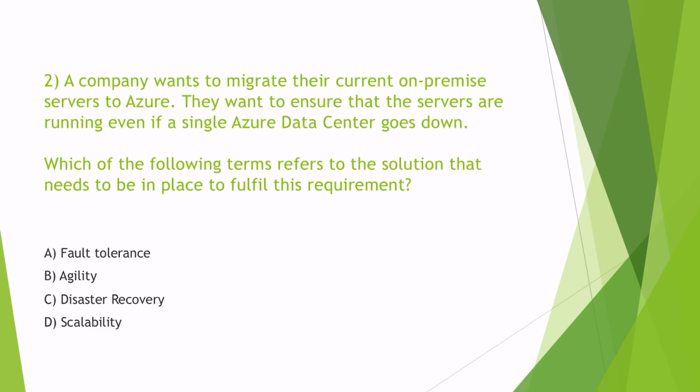Question 2, a company wants to migrate their current on-premise servers to Azure. They want to ensure that the servers are running even if a single Azure data center goes down. Which of the following terms refers to the solution that needs to be in place to fulfill this requirement? Option A, fault tolerance. Option B, agility. Option C, disaster recovery. And option D, scalability. And the correct answer is option A, fault tolerance.